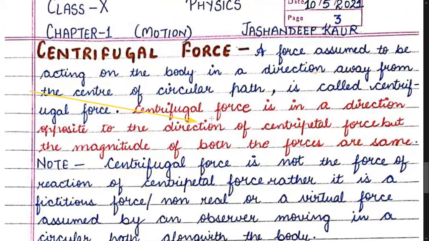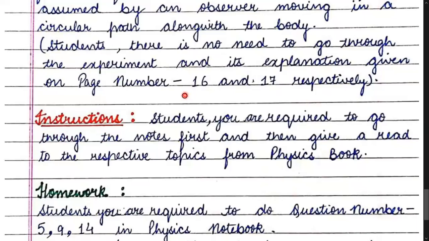They are equal in magnitude because their value is the same. If centripetal force is 10 Newton, then centrifugal force will also be 10 Newton. But the directions are opposite. Centripetal force was acting on the body towards the center of the circular path, while centrifugal force will be acting on the body moving in a circular path but away from the center of the circular path in which the body is revolving. So I hope this is clear, children.